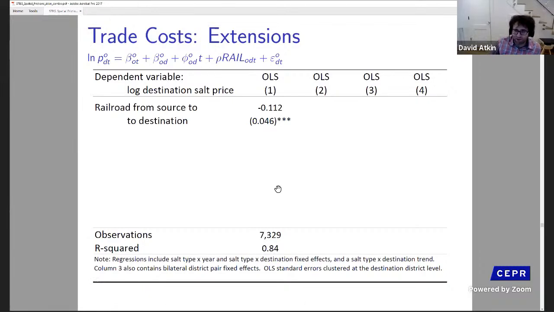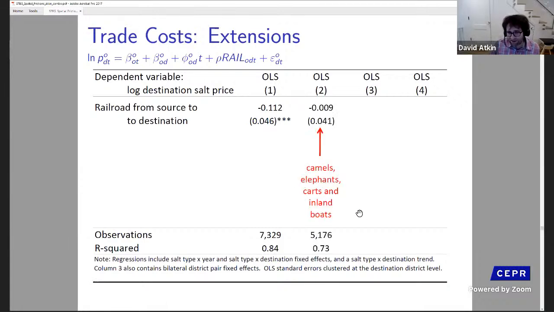There's a nice placebo, I guess it got cut from the final version of the paper, but it's maybe my favorite column in the paper, where Dave shows that when you're trying to move camels, elephants, carts, and inland boats, we don't see such an impact of the railways. The reason for that is all of these things are bigger than railway carts are, and so you can't stick them on railway carts.